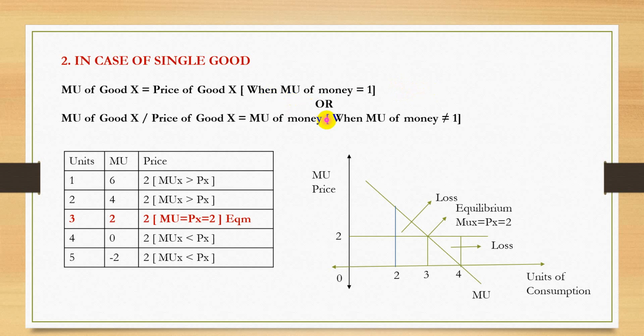Now, if the marginal utility of money is not equal to 1, then MU of good X divided by the price of good X is equal to the marginal utility of money.